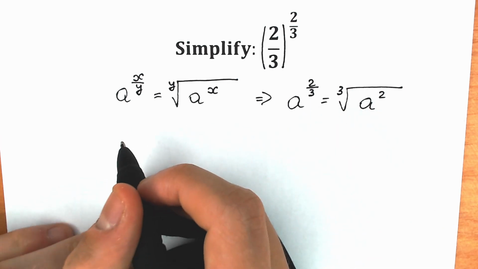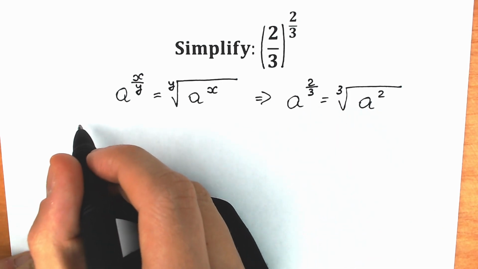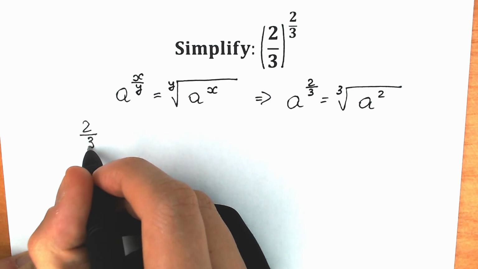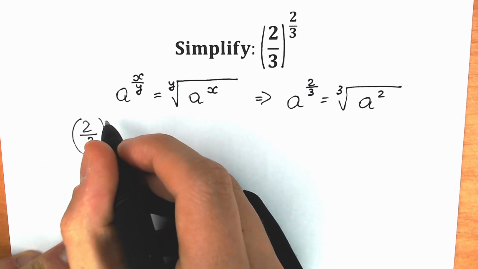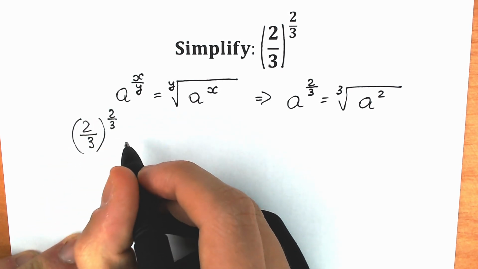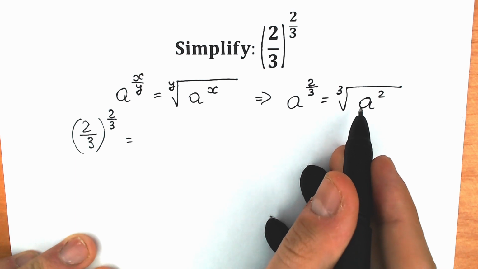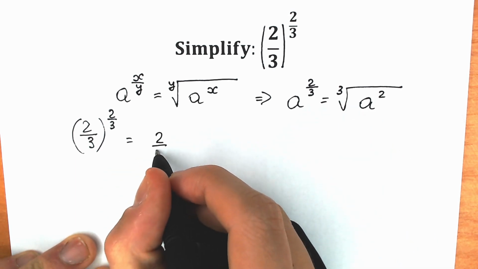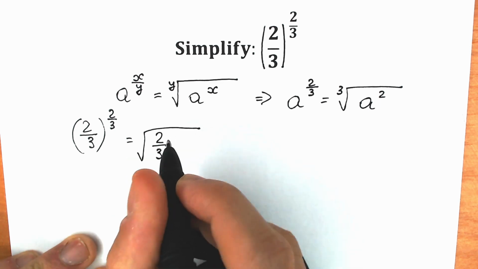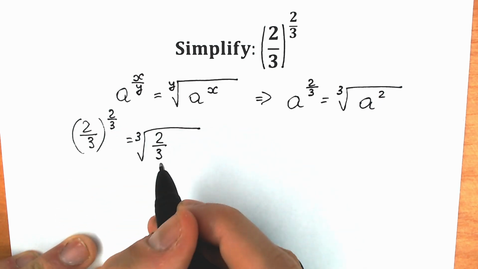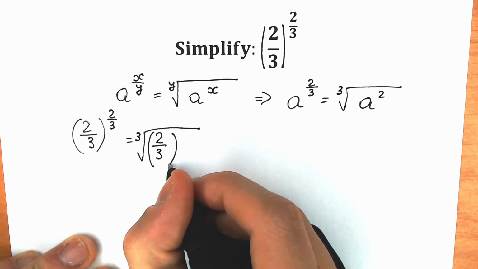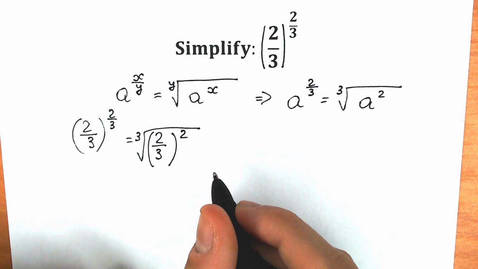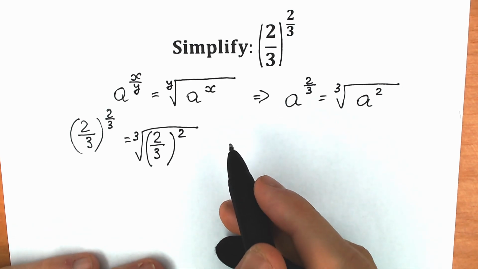Right now let's try to solve our question. So we have 2/3 to the power 2/3. Okay, as I told before, we are talking about a to the power x over y. Right here we have 3, right here 2, so we are talking about the third root, because we are talking about the third root of 2/3 to the power 2. So here's our expression after this step.